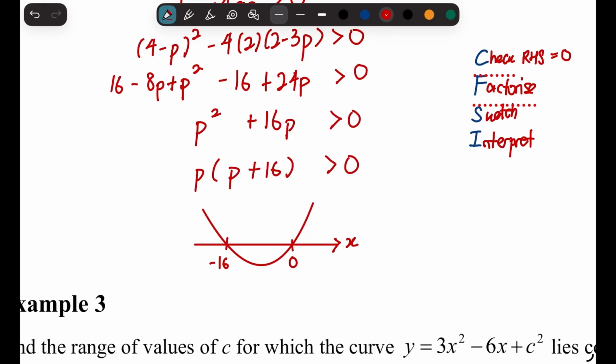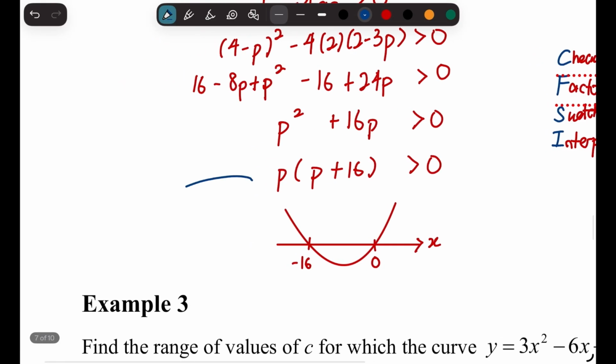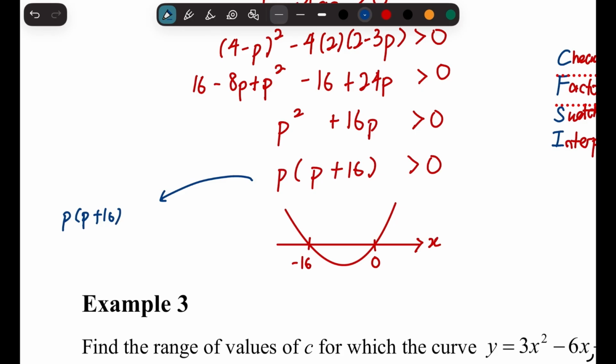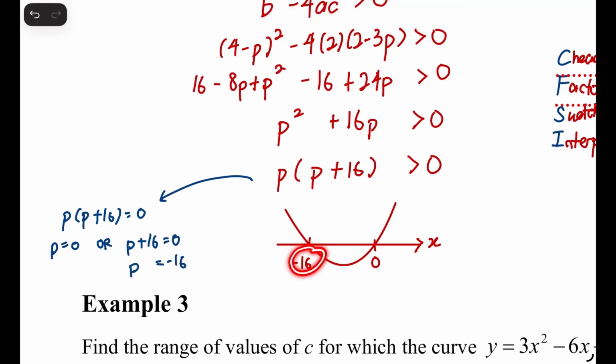Okay, so if you cannot visualize, you can always write out at the side to help you understand better. p times (p plus 16) equals 0. It means that p is equal to 0, or p plus 16 equals 0, which gives me p equals -16. That is how I obtain my two values here for the intercept.